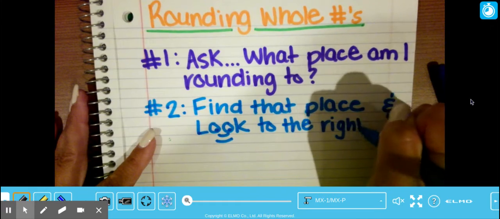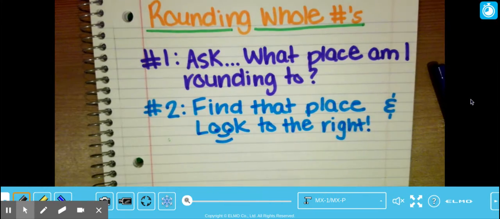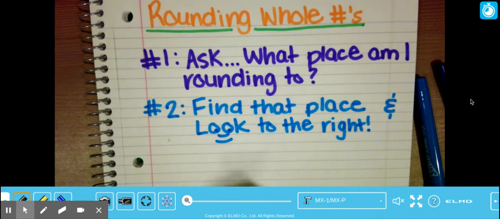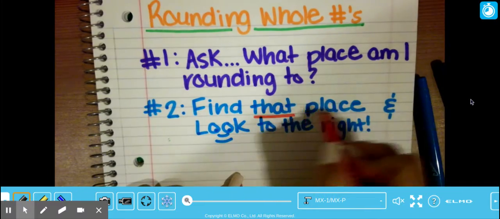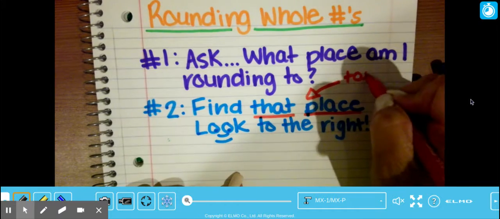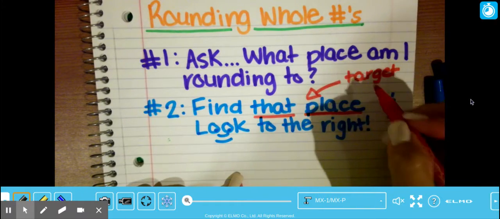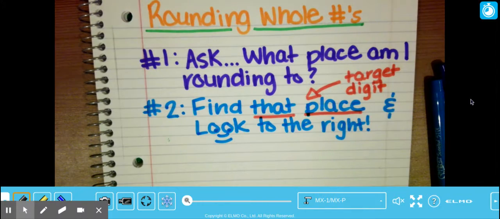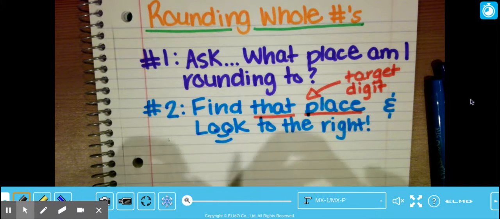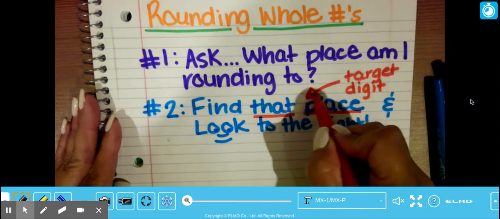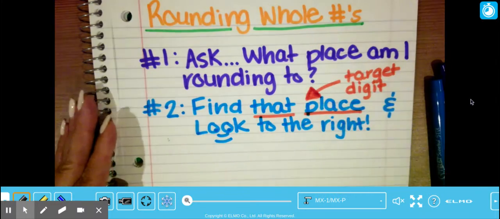Okay. Now, when you're finding that place, whatever the digit you're rounding to, you're finding that place. I like to call whatever digit is in that place the target digit. One of my favorite stores is Target. The target digit. Because that's the digit that we're going to actually be doing something to. Either we're going to be changing it to round up, or we're going to be letting it stay the same to round down. So that digit is really important, and I like to call it the target digit.